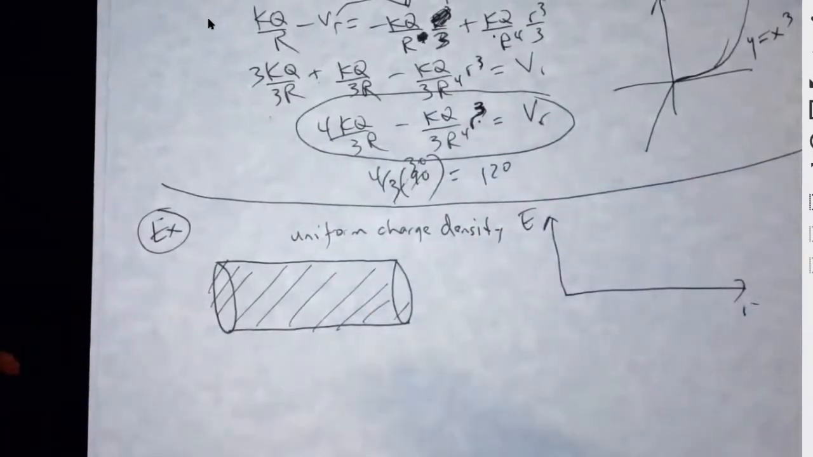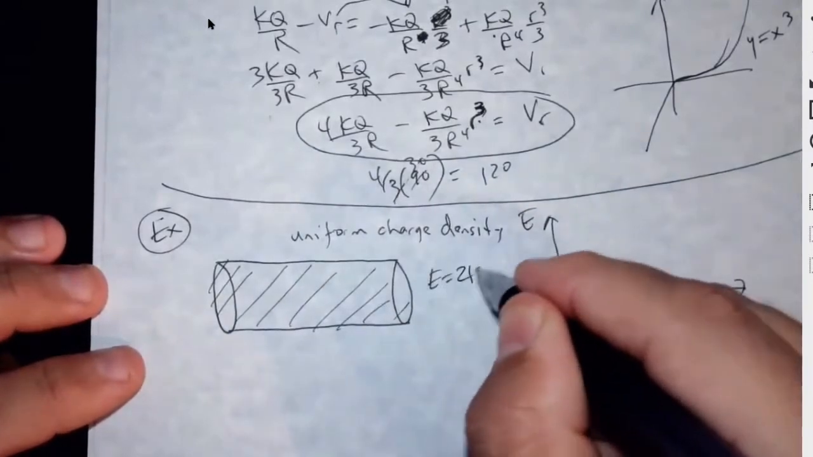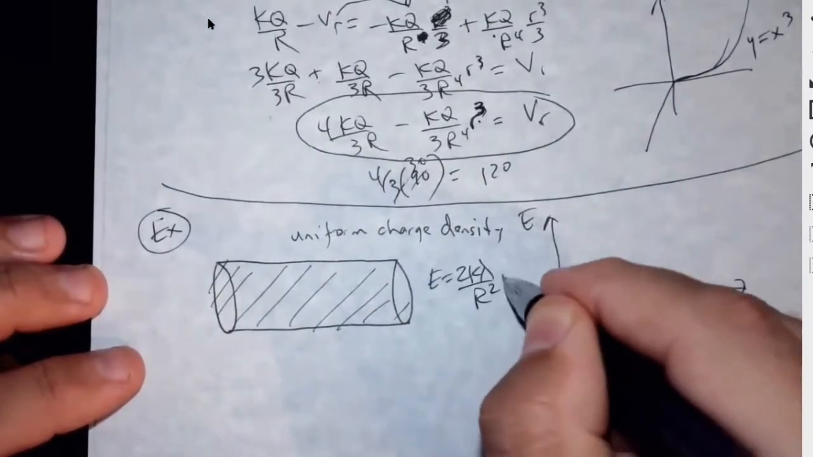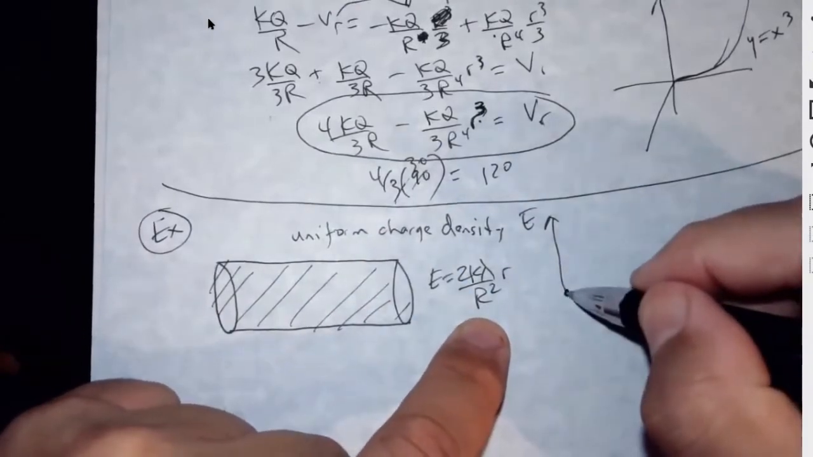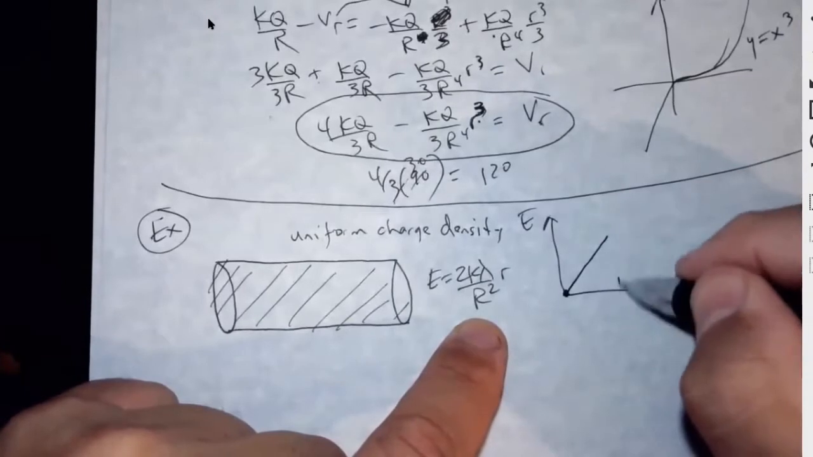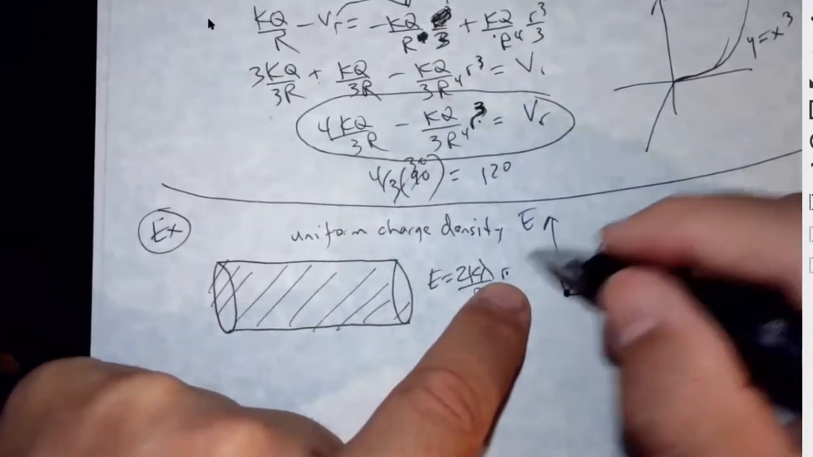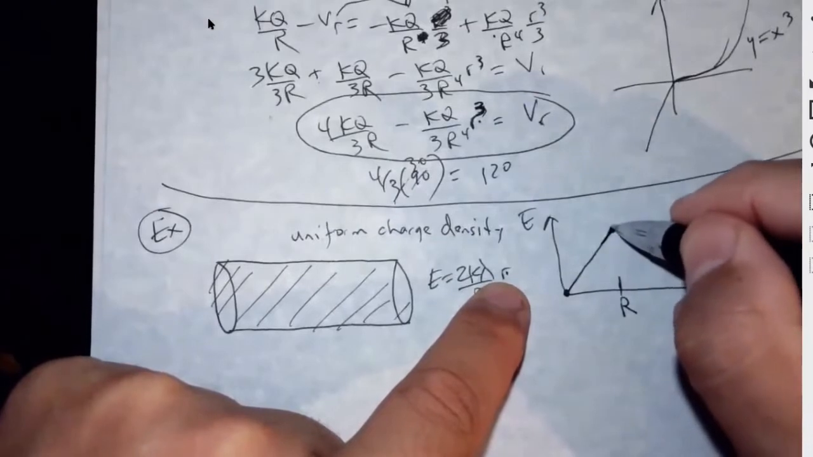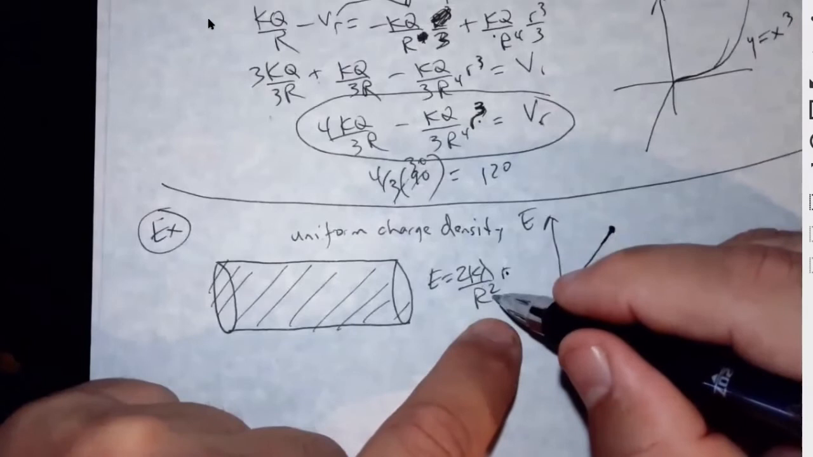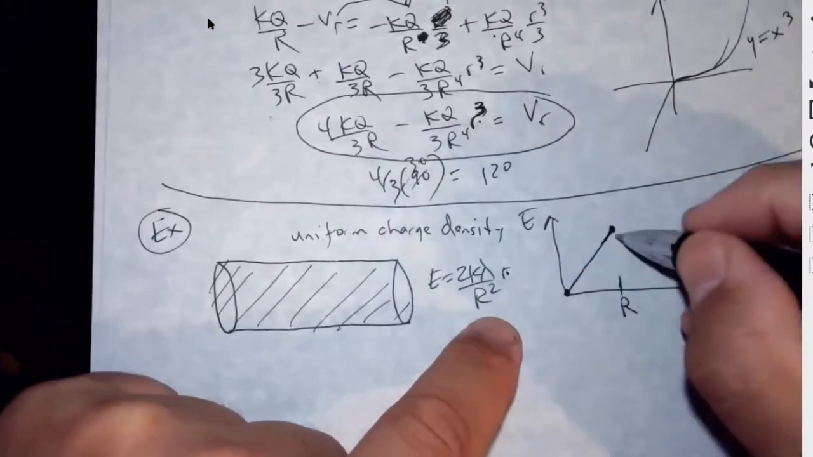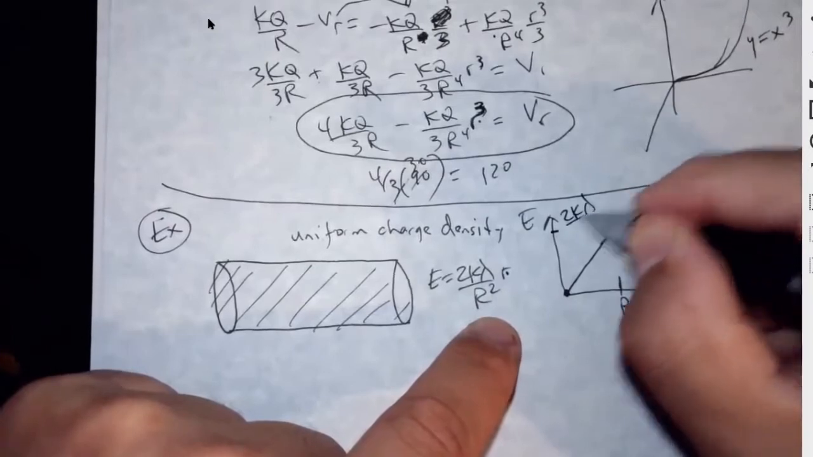The similar steps, right? I believe for uniform it was 2k lambda over r squared, r. It was linear again until you reach the surface. And then when you reach the surface, where little r is equal to big R, it's going to be 2k lambda over r. Then after that, it's going to decrease. So here it's going to be 2k lambda over r.